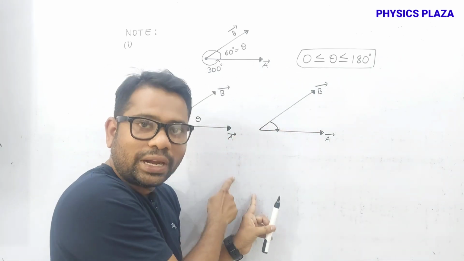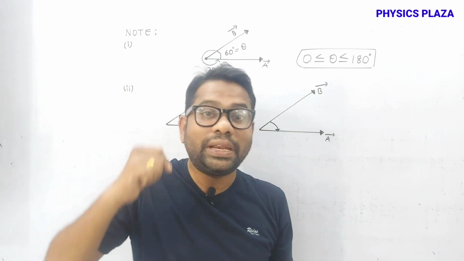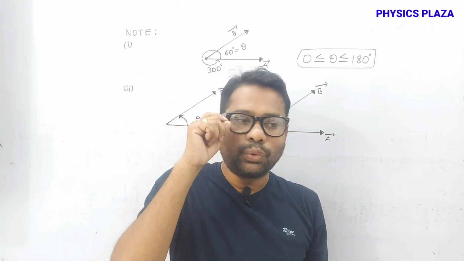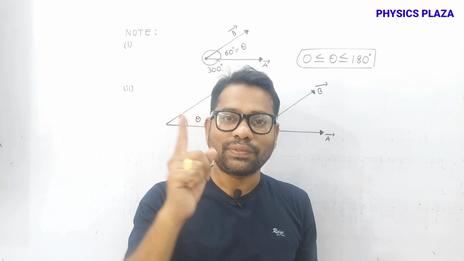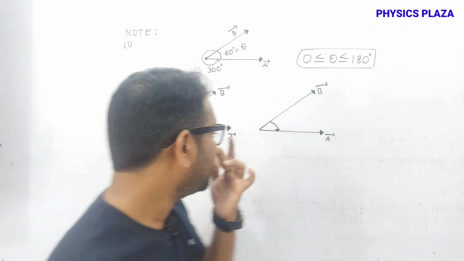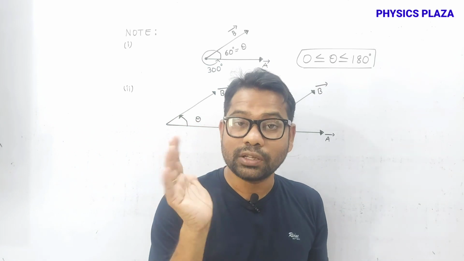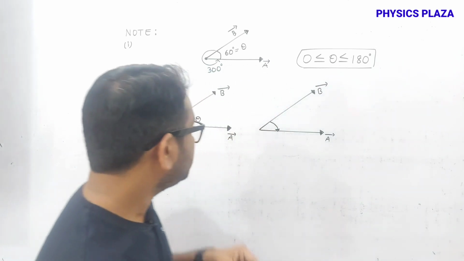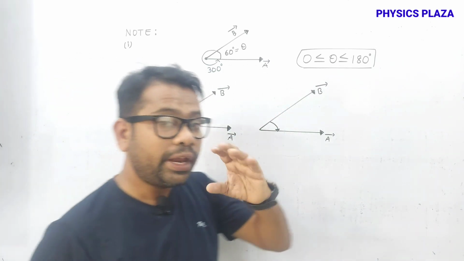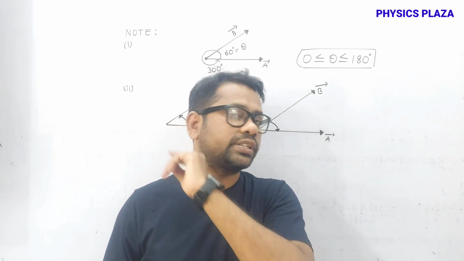So now if you can understand this point, it will become very easy for us to determine the direction of the resultant vector. Is it clear? Fine, children. Here we have the right hand thumb rule, or we can also call it the screw rule. Either you are taking the angle from A to B or B to A, first we have to decide.